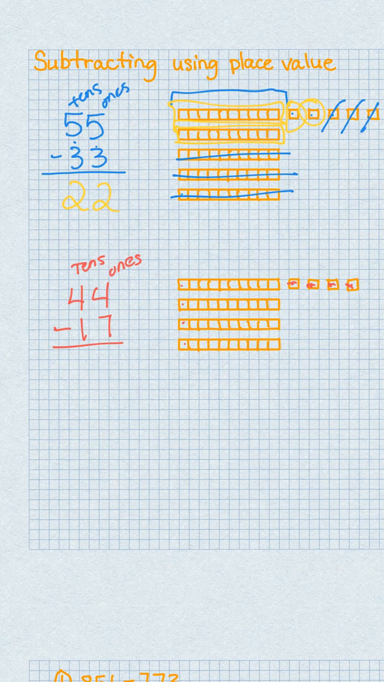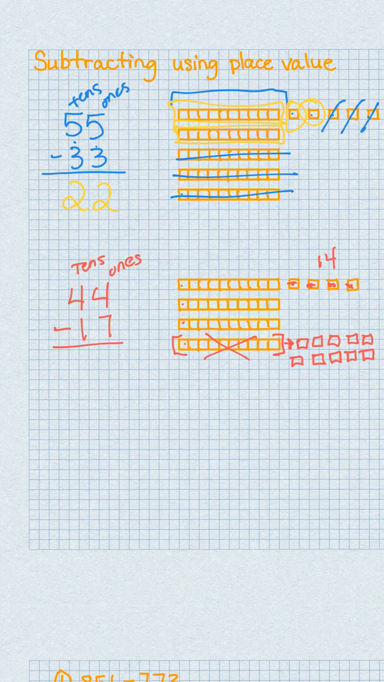Well, what we could do is we can take a group of 10 and break it apart so that it turns into ones. So then we'll have 1, 2, 3, 4, 5, 6, 7, 8, 9, 10. So that one's no longer there because now we have 10 ones. So we actually have 10, 11, 12, 13, 14 ones. And now we only have 3 tens.